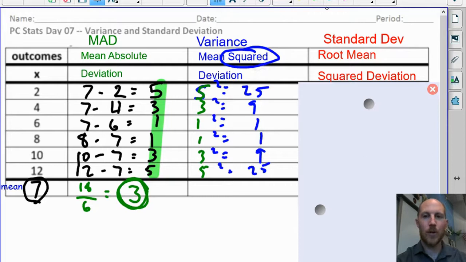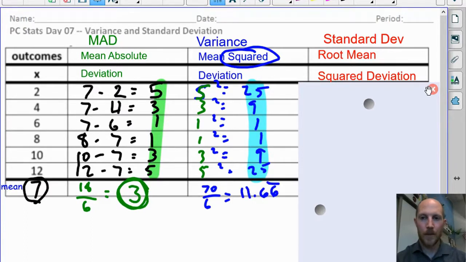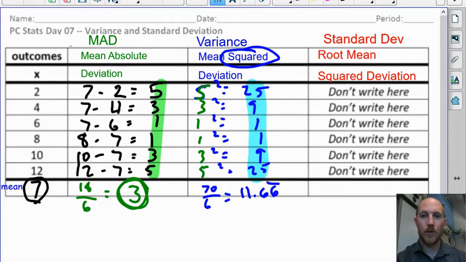At the end of each column, average. So I'm going to take those blue highlighted numbers right there, average them together. So 25 plus 9 plus 1 plus 1 plus 9 plus 25. Mental math. Adds up to make 70. Divide by 6 to get the average, and that is 11.66666, repeating forever. Awesome. Circle that answer, the 11.666666, that is the variance.